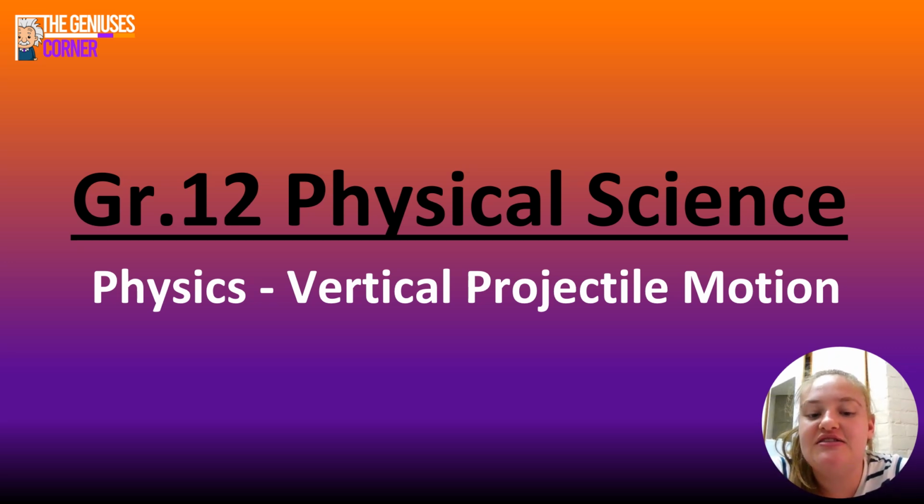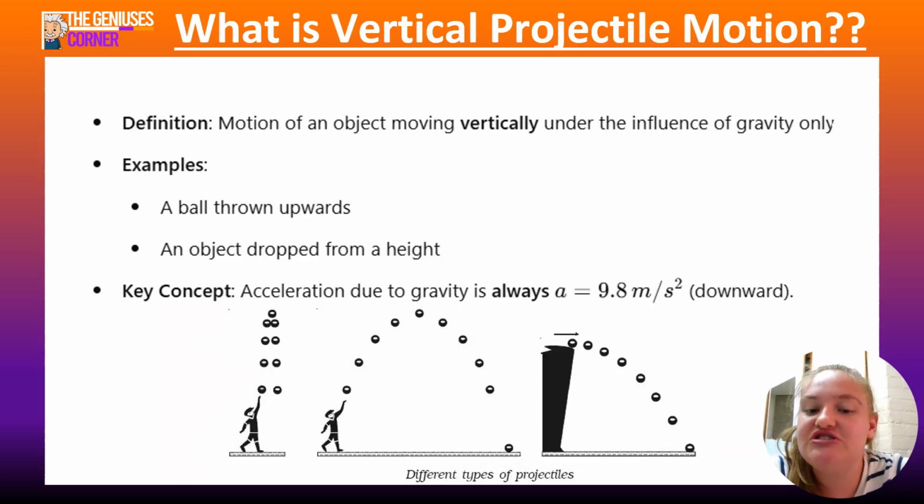Today we are getting into vertical projectile motion, and I'm very excited to talk about this concept with you. So let's get started. What is vertical projectile motion? It is the motion of an object moving vertically under the influence of gravity only.